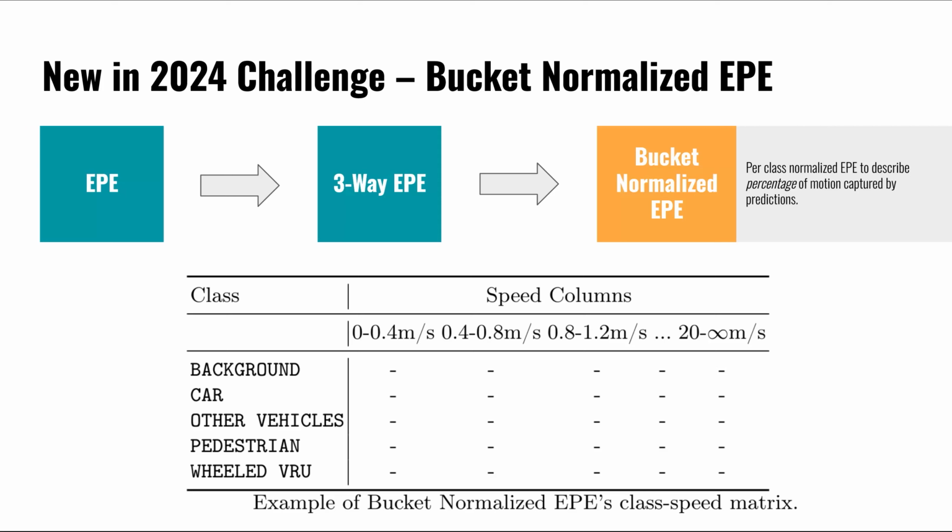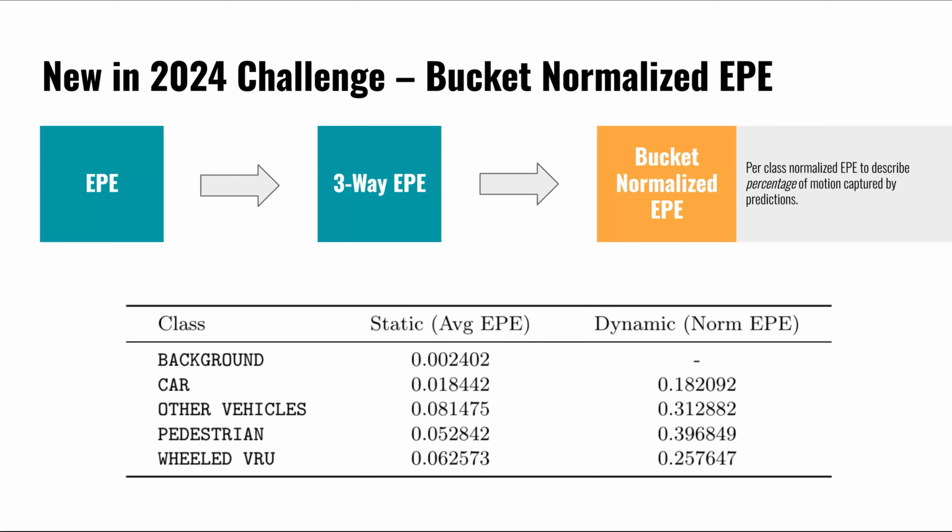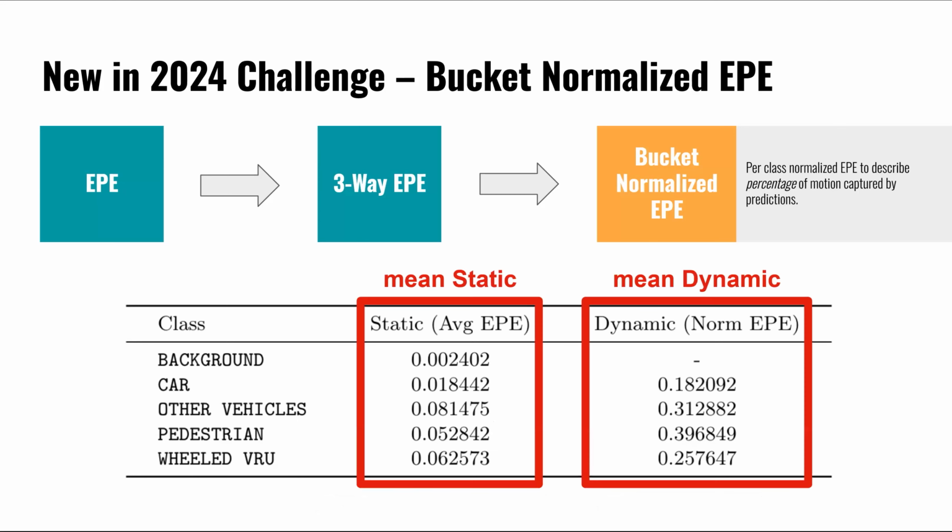You want to know what percentage of the motion was described well, and you're willing to be more forgiving as a percentage of total motion on objects that are moving fast. So we're able to put together essentially a dynamic normalized EPE score that's, hopefully, 0 to 1. If you have more than 1, your error is really bad. And then we have static EPE, which is just, how do you perform in the background? If you average over all of these classes, you're able to get a mean static and a mean dynamic error.